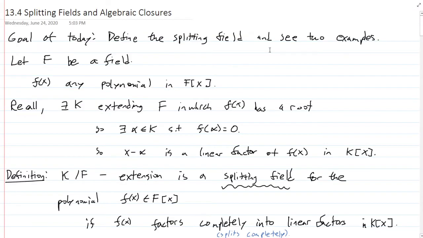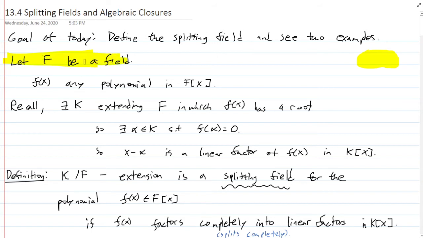All right. Now I'll start 13.4, but I'll finish this on Friday. So the goal of the rest of the lecture today is to define the splitting field and to see two examples. We're going to see two examples. One of them being the cyclotomic field, and the other one being the splitting field of x to the p minus 2. Right. Okay, so let's define the splitting field.